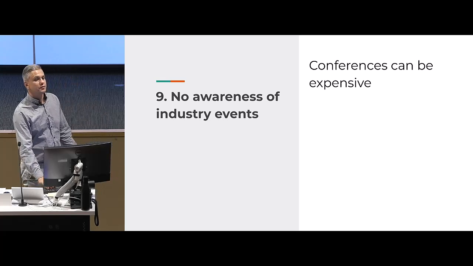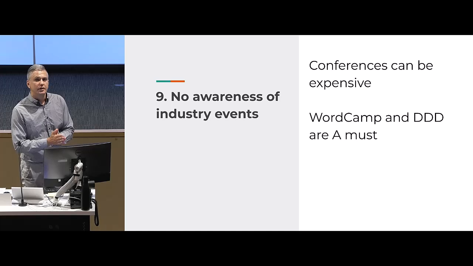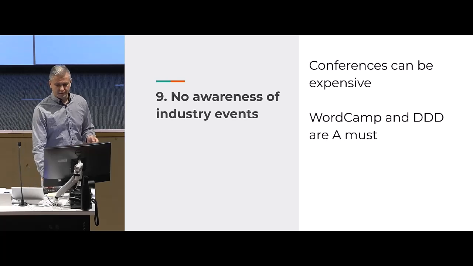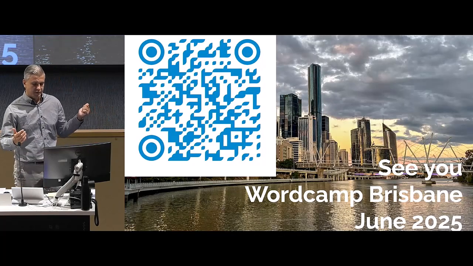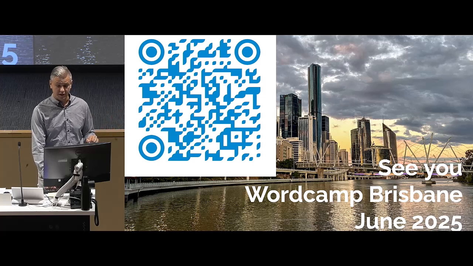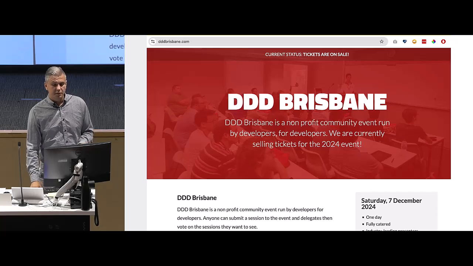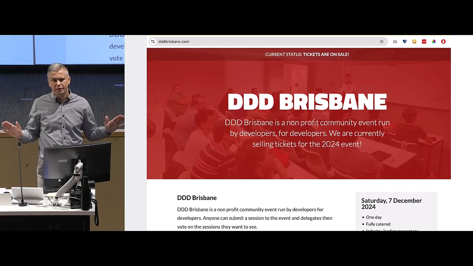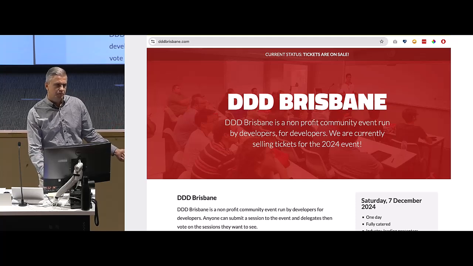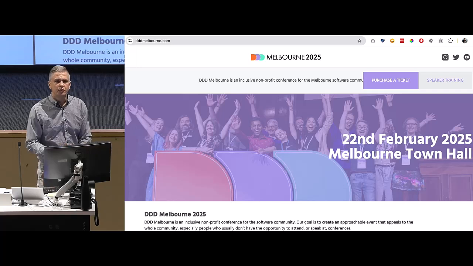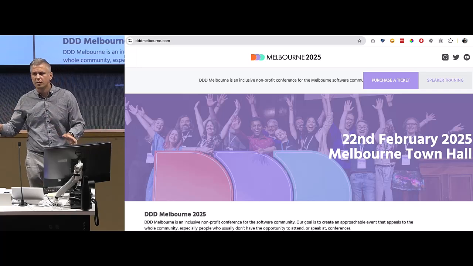Obviously, conferences can be expensive. My recommendation always for the first-timers: WordCamps and DDDs are a must. So WordCamp Brisbane is coming in June 2025, and we will try to keep prices as low as we can. This is our goal. DDD, I haven't found DDD Sydney since 2019, so something happened there. But there's DDD Brisbane in December, DDD Melbourne in February, and there's DDD Perth. It stands for Developers, Developers, Developers.